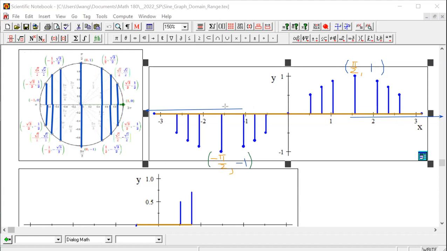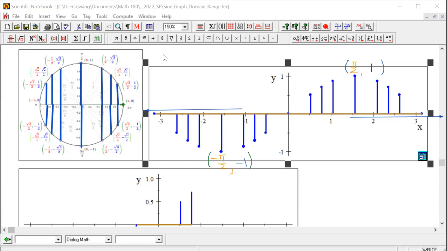So now, what do you think will be the range, and what do you think will be the domain? Could you continue to mark these other points? Let's stay quiet for a minute. I'm going to mark, and you mark yours on your paper.